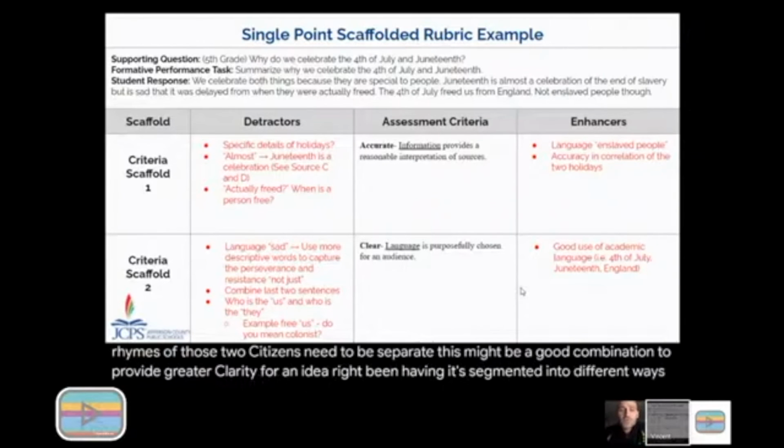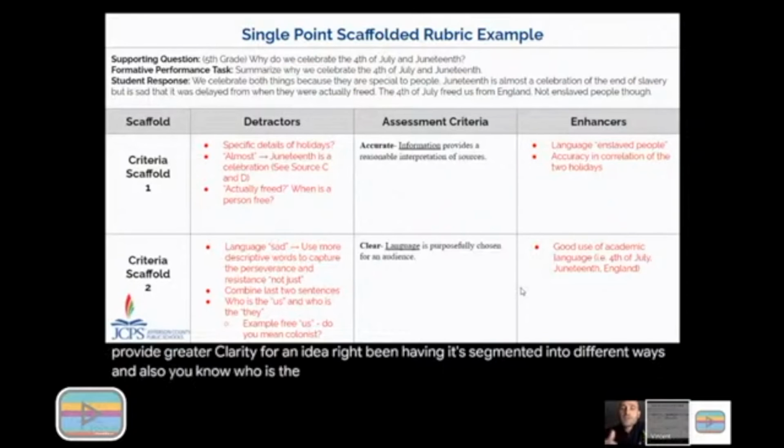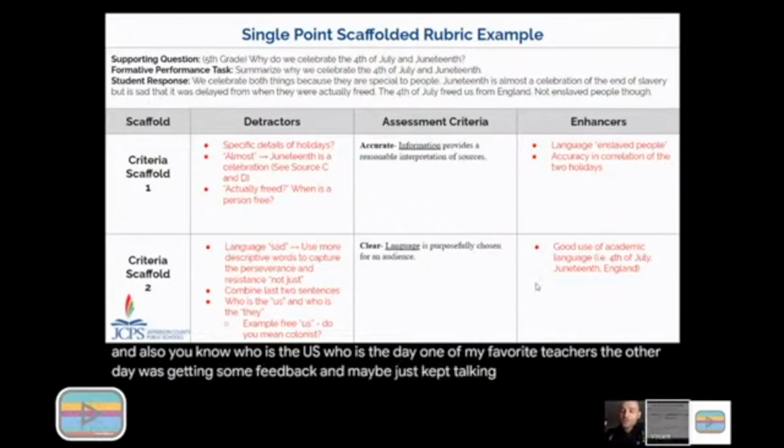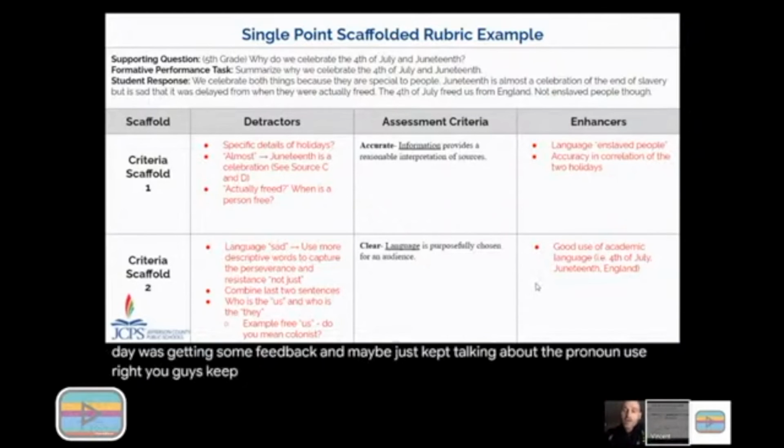And also, who is the us? Who is the they? One of my favorite teachers the other day was giving some feedback, and he just kept talking about the pronoun use, right? You guys keep using all these pronouns, but we have to be more specific with who we're talking about.